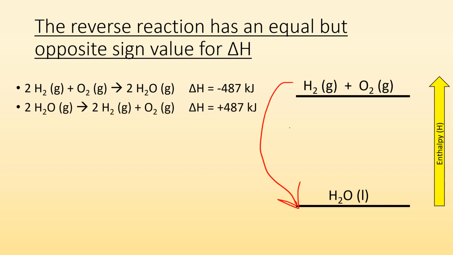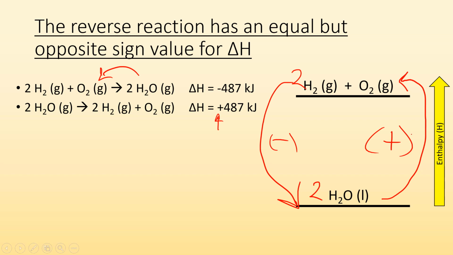But if I were to go in the opposite direction, if I was to start with the water and I wanted to separate them into their individual elements, right? If I did the reverse reaction, it's the same change, but the sign is going to be different. It's going to be a positive value, whereas going down and losing that energy is negative. To get back where I started from, I have to invest the same amount of energy, but in the other way, instead of releasing it, I got to put it back in.